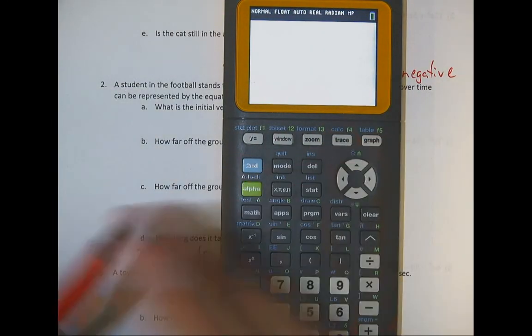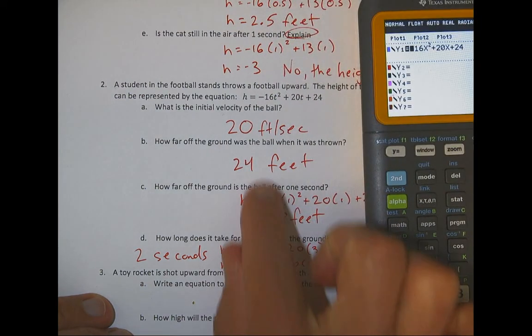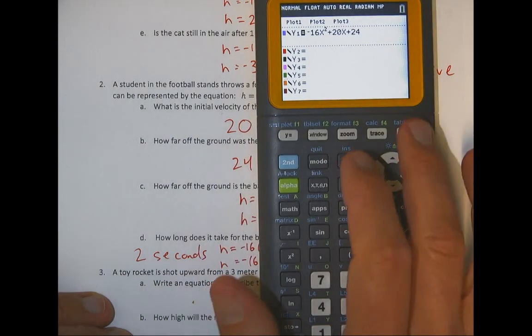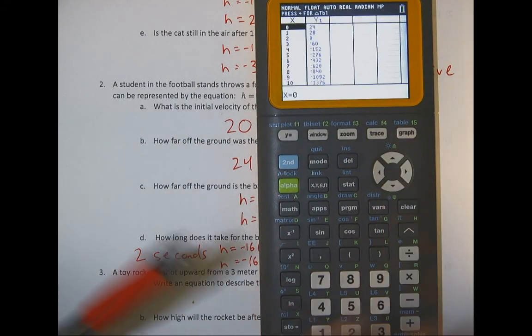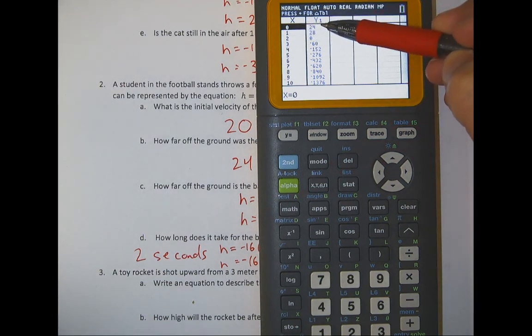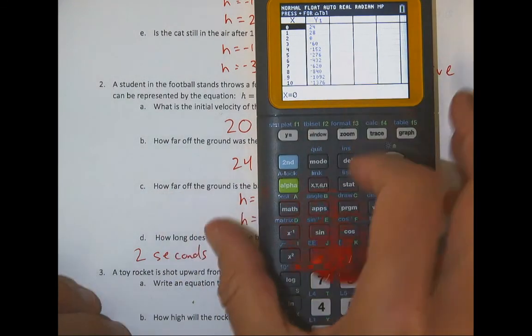Using your graphing calculator, you're going to go to your y equals. You're going to put this equation in, which you can see I've got right here. You use x as your variable. And then you're just going to go to your table and you can scroll around and see what's going on. So starting at 0, it's at 24, it's thrown up to 28, and by 2, we're at 0, and you could pull that information straight from the calculator. So that's actually the better way to do it.